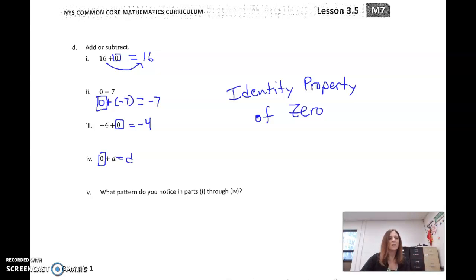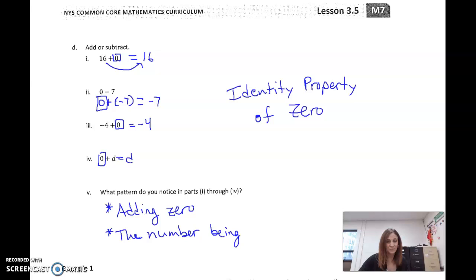That's multiplying. So what pattern do we notice through these here? Well, what did we do every single time? Added 0. And guess what happens when we added 0 every single time? The number. And I'm going to say the number, even though you're like, wait, there's a letter there, Mrs. Messing. No, that's a symbol representing a number. So the number being added stayed the same. Being added to 0, I should say.